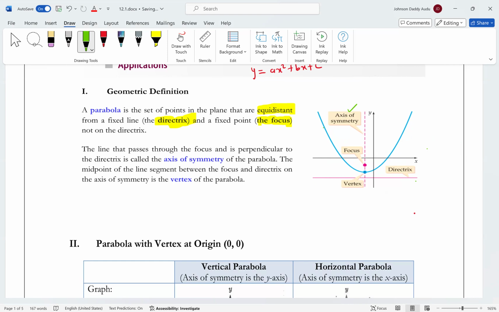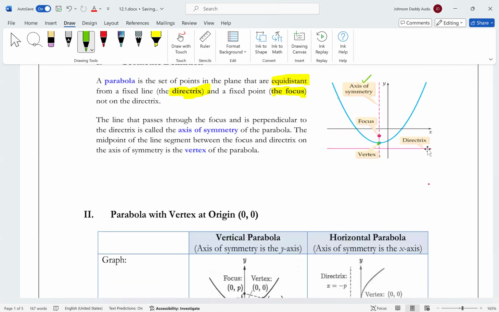This axis of symmetry will always pass through the what? It passes through the focus and it passes through the vertex. We know what the vertex is. The vertex is just the lowest point or the highest point. We can have an open up, we can have an open down. So this is the vertex and this is the focus. There is a line that passes through the vertex and the focus, dividing the parabola into two equal halves, and that line is called the axis of symmetry. It is perpendicular to a horizontal line called the directrix.